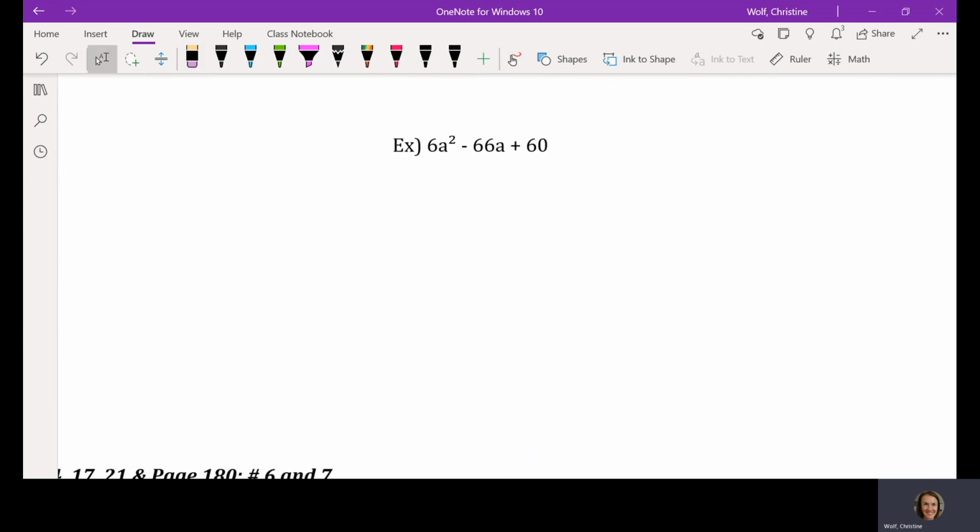Okay, last one. Here, it's in the right order for once, finally, but the problem here is the 6, okay? So we have to always try to take it out. Can I divide 6 from every term? Yes, I can. So when I remove a 6, I have a squared minus 11a plus 10. So I just divided each term by 6.